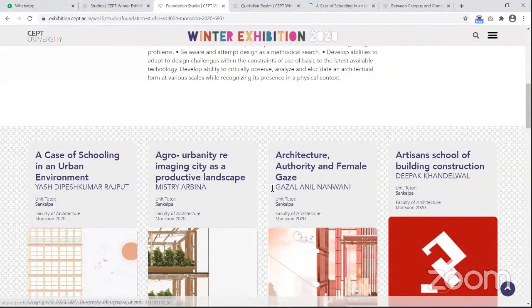Maybe you can just talk about the studio as a whole, and we can go through Yash's project as well as yours. Akriti, if it helps, I can share that screen. It's opening the website projects. Great. Okay, thanks so much. I'll just stop sharing.